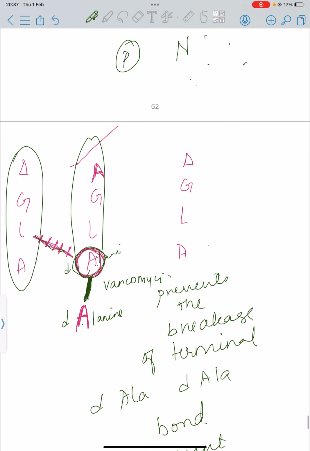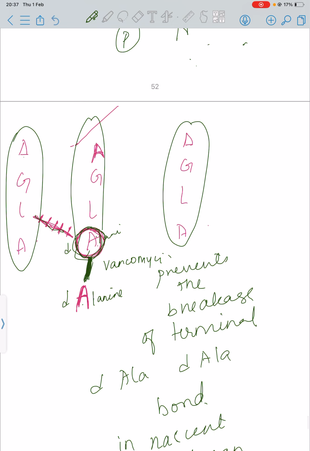Okay, it's terminal, like NAM as its side chain. Now this D-Ala-D-Ala, the last A is always attached with another A in the beginning, which is the nascent form. But later on, this bond is broken down and alanine forms a bond with lysine of another side chain, and cross-linking is done, stability is provided.